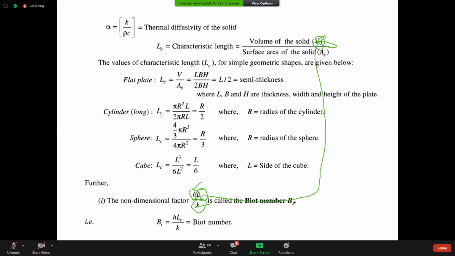In our conduction case, K is the thermal conductivity of the material. If you go to convection, it is the thermal conductivity of the fluid, that is different. Don't get confused, because the Nusselt number is also hL by K only. h is the same, L is also the same, but K is K fluid there in convection. To avoid the confusion, I'm telling here itself. So h LC by K is the Biot number. Here LC we can calculate. If the Biot number is less than 0.1, I said that is lumped analysis.